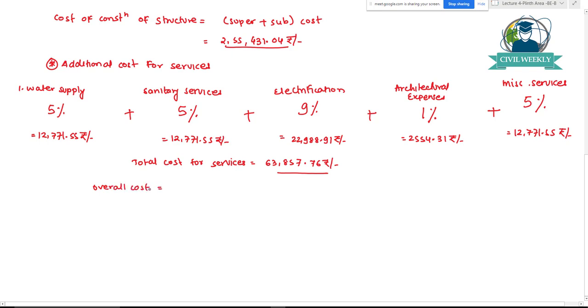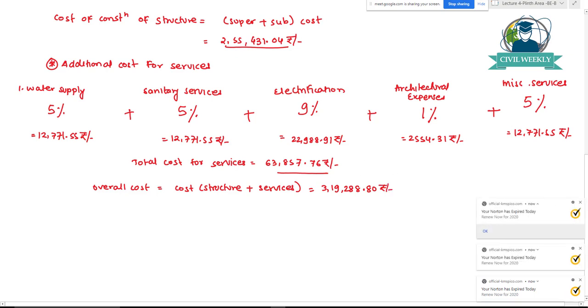So once this is done, we'll have to find out the overall cost of the project. So overall cost of the project will be the cost of constructing a structure plus the cost of providing services. So the cost of providing a structure is 2,55,431 rupees plus the cost of providing the services is 63,857 rupees. So we'll have to add these two things, and it will work out to be 3,19,288.80 rupees. Okay. So this will be the overall cost of the project.